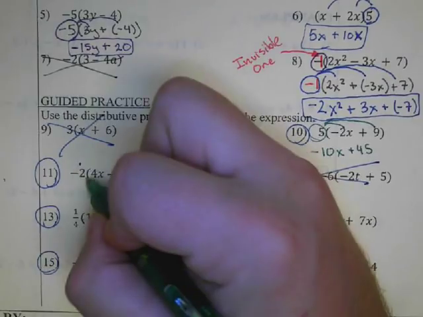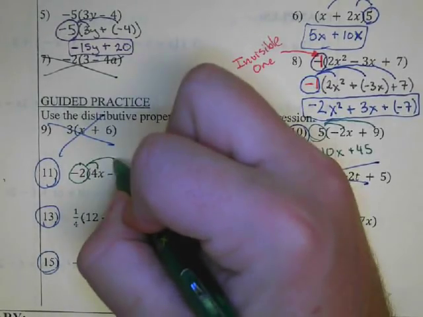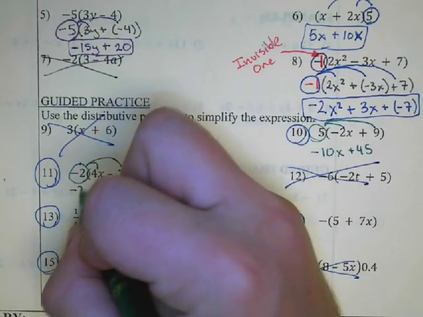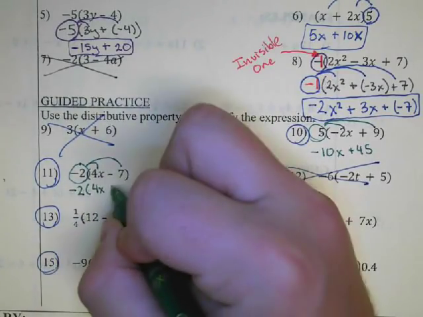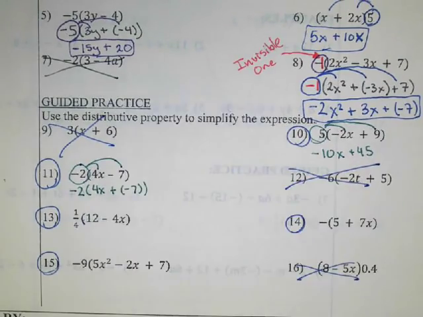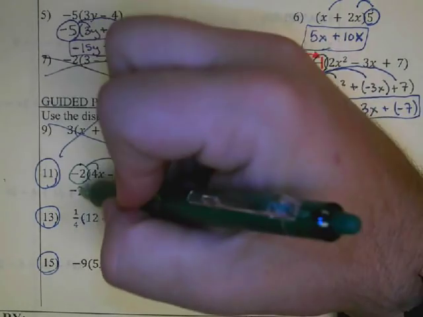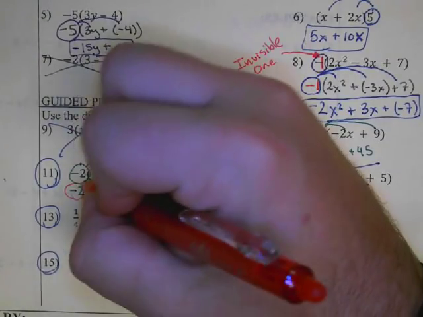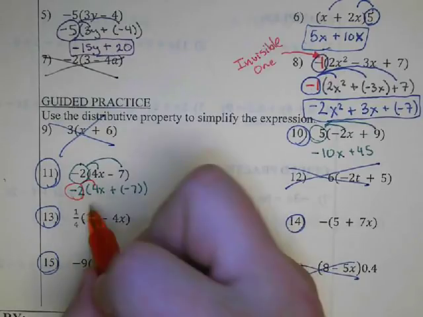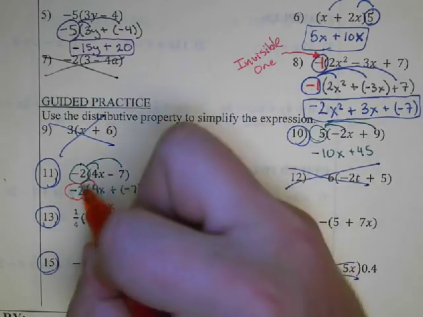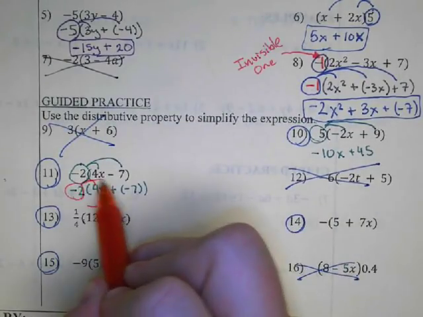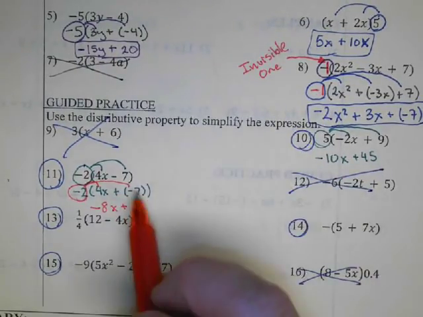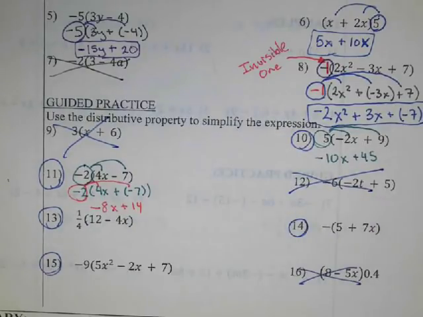Now number 11, I have to distribute a negative 2. And we need to do our keep, change. So I have negative 2 times 4x plus negative 7. Now we're ready to distribute. So I have negative 2 times 4x. That's going to be a negative 8x. Then I have a negative 2 times a negative 7. So bring down our plus sign, and negative 2 times negative 7 is a positive 14.